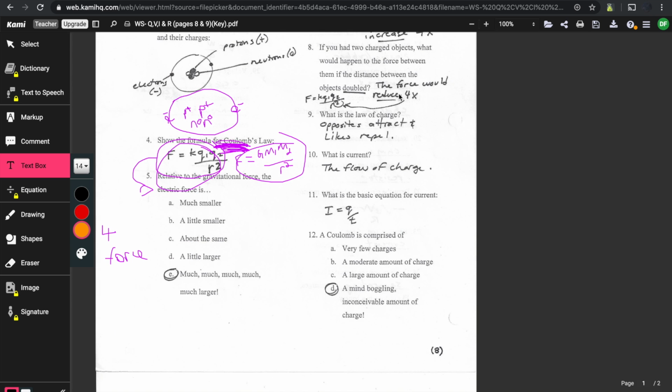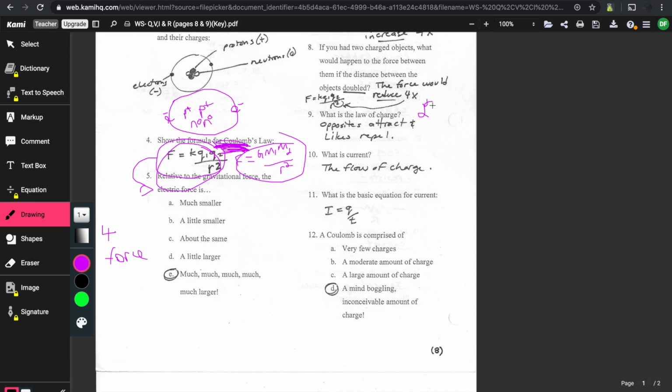Number 8, if you had 2 charged objects, what would happen to the force between them if the distance between the objects doubled? So if you take them farther apart, we are dividing, so the distance is dividing, so the force is going to get smaller because this is going to get bigger, but it's also squared. So if the distance doubled, we have 2 squared equals 4, but because they're going farther apart, this is getting bigger, then the force has to get smaller by 1/4.